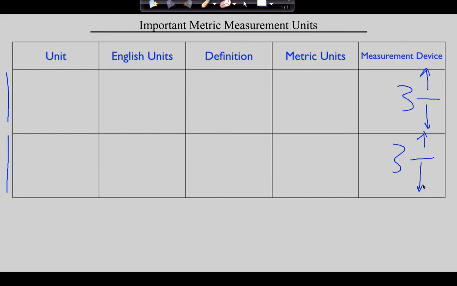You guys remember learning mass and volume in like 8th grade? A little, maybe. Well, if not, we'll review.